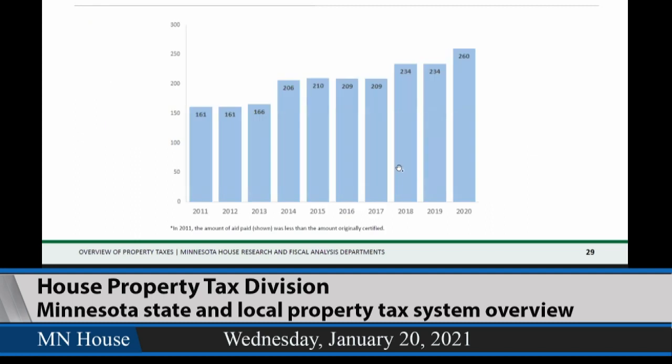County program aid, or CPA, is sort of the LGA equivalent for counties. This is a general purpose state aid that is available to all counties. And like LGA, the CPA appropriation was increased by $26 million in 2020, and it's set to increase an additional $4 million in 2021, then remain at that amount going forward. Next slide, please.